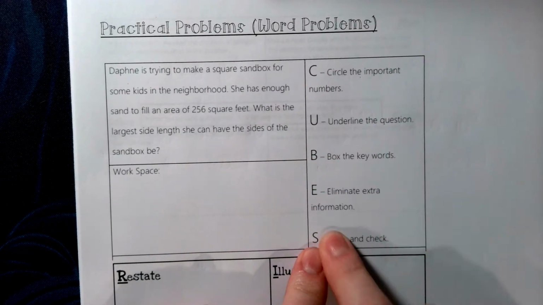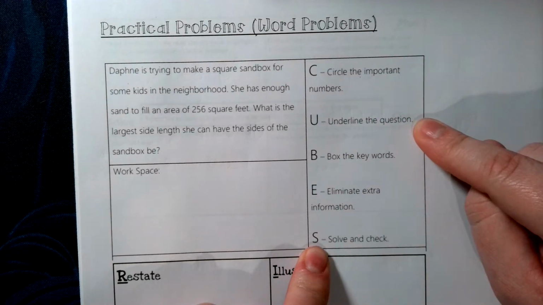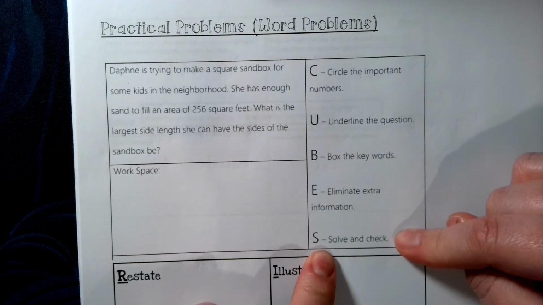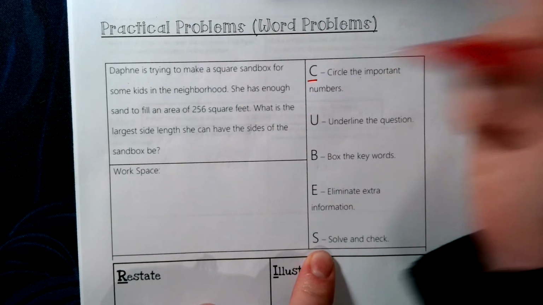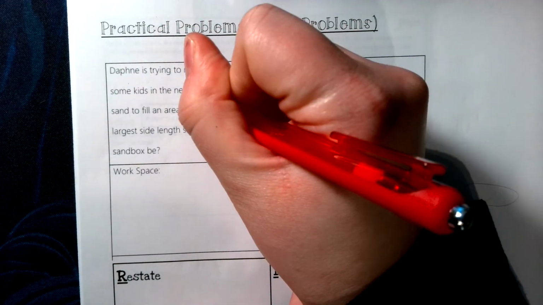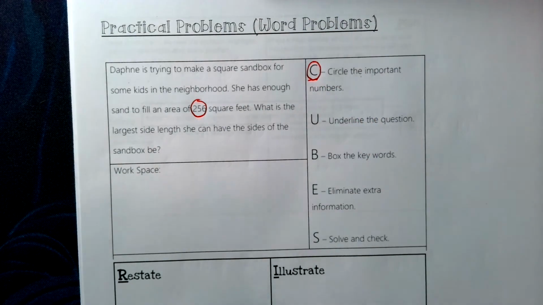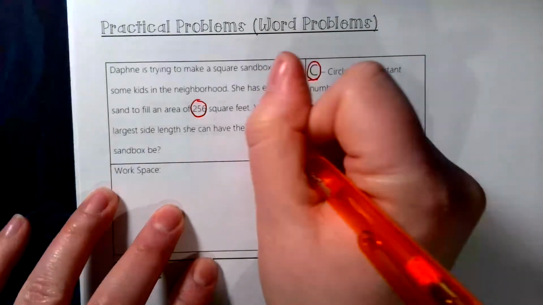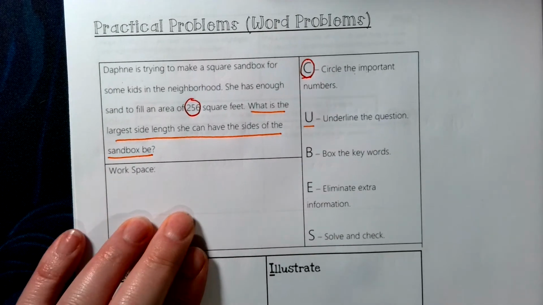The first one was CUBES, which is an acronym for circle the important numbers, underline the question, box the keywords, eliminate extra information, solve and check. So for example, in this problem, the important numbers here, we see 256 square feet. That's the only number we have. I should circle that, that makes sense. Then we need to underline the question, which is what is the largest side length she can have the sides of the sandbox be?